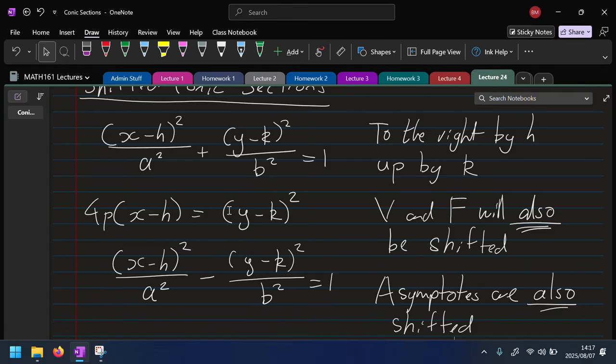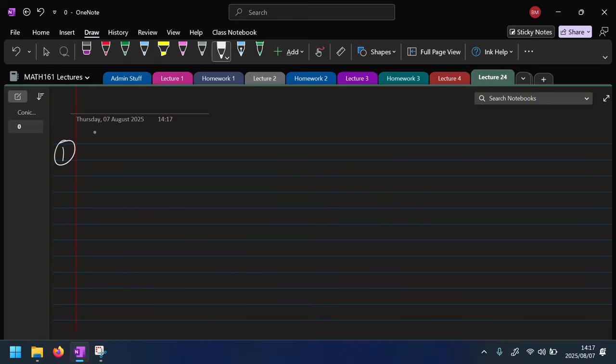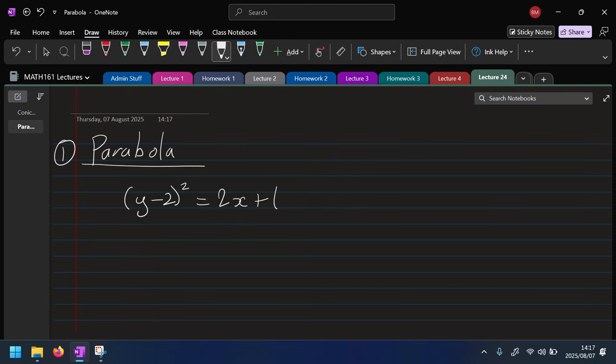Okay. Let's have a look at sketching now. So number one, the parabola. We'll do one of each just for time. Then the rest of them, you can have a look at the tutorial. The solutions are already up, so you can have a look at those. Okay, so we've got y minus 2 squared equals 2x plus 1. It's a parabola. What we want to do is find the points, so the vertex, focal point, and so on, and then sketch it.